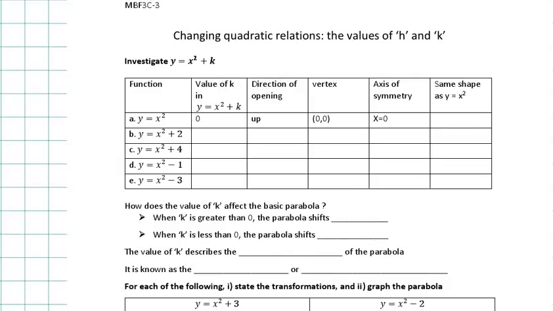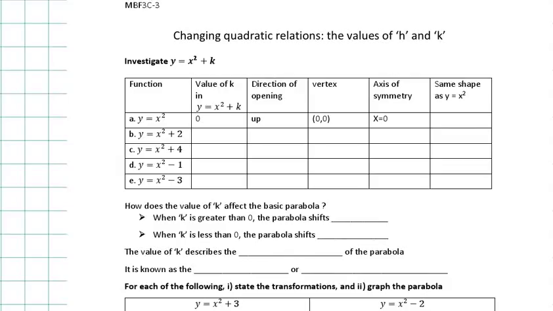Okay, so with this one, we are going to explore changing quadratic relations and then using the values of h and k. At the end, we're going to put it all together: a, h, and k to create the vertex. But for now, we're going to do one by one.